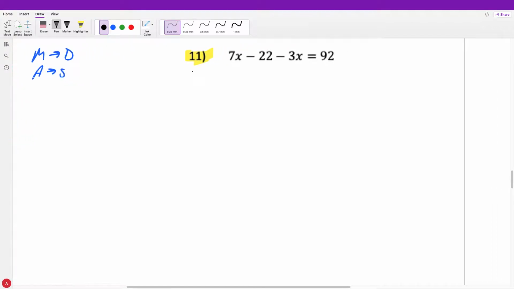For number 11, same thing as I talked about in the first problem, we must simplify everything that we can first. All right, this makes our lives easier. So since I see two x's on the same side of the equation, I can go ahead and combine those. I can do 7x minus 3x, which is then going to give me 4x.